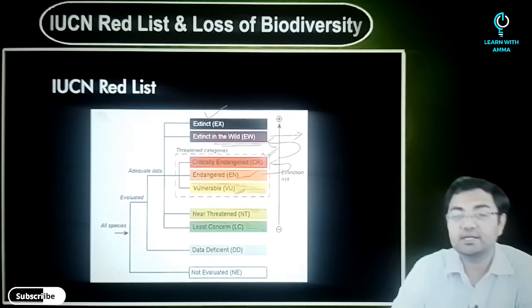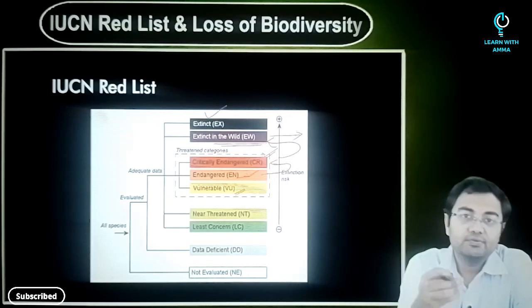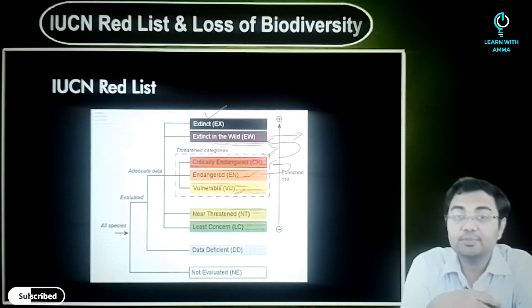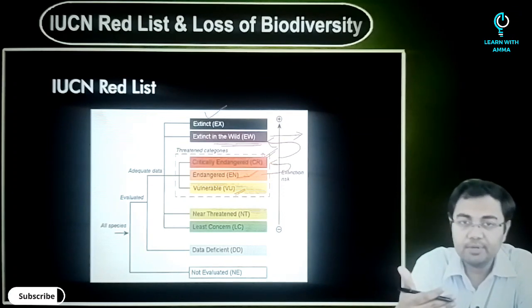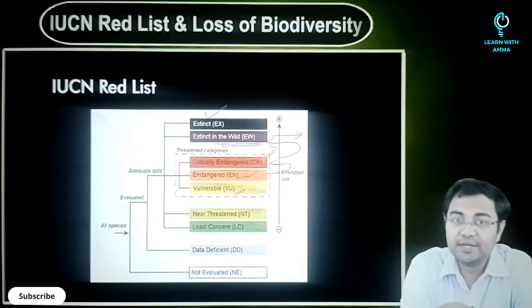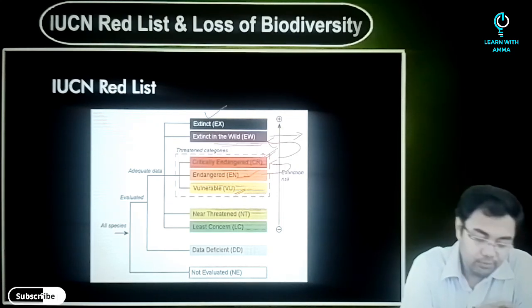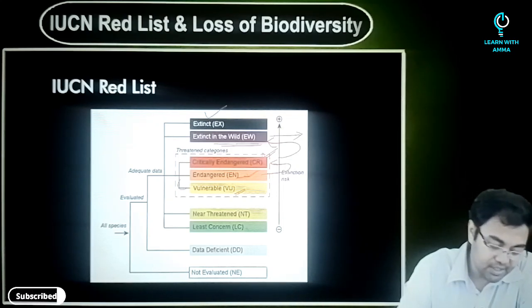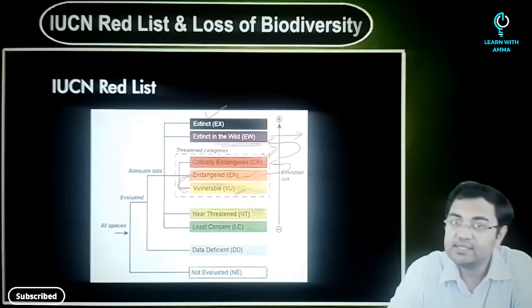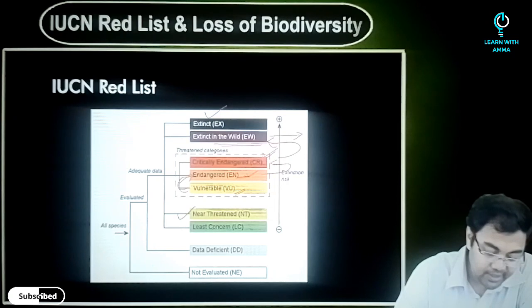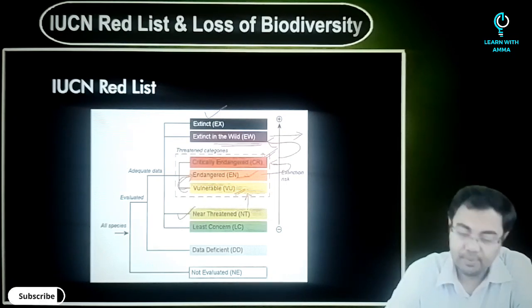Then vulnerable is a kind of bracket in which we know that these are species which may become extinct in the near future or in the medium term. Currently they have started to see a decline in population, and very soon they might have to be moved into the bracket of endangered species. So these will be called vulnerable species. Then after that you have near threatened, where the chances of becoming vulnerable are high.